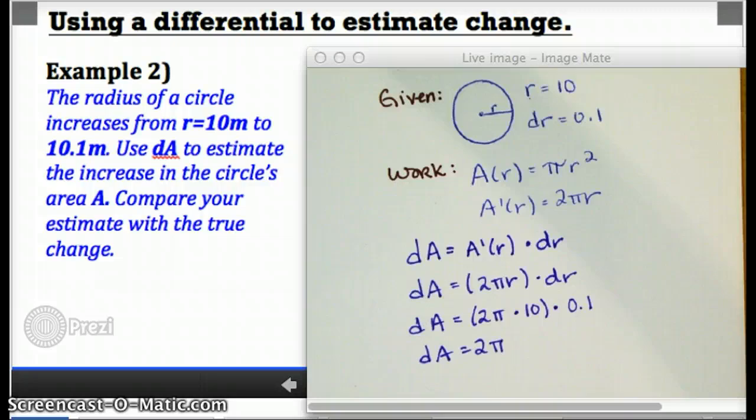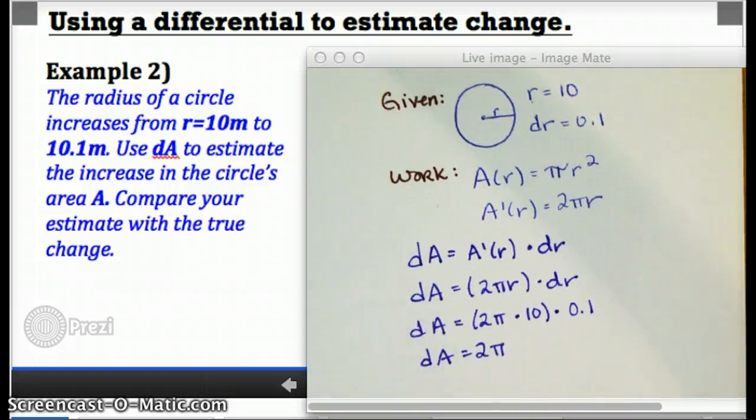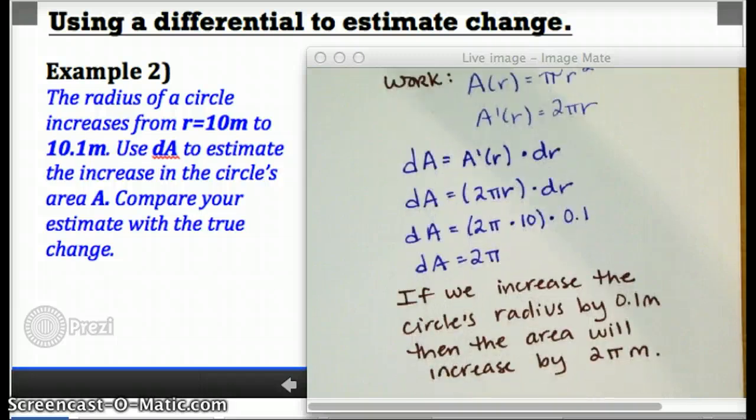But you're not done unless you can explain it. Remind me again, what does that mean? I would probably put it as an if-then statement. If we increase the circle's radius by 0.1 meters, then the area will increase by 2 pi meters. That's kind of surprising if you think about it. It's not wrong, it's right. But a tiny little change in the radius actually makes a pretty big change in the area. And so this is actually where we're headed next, talking about change.